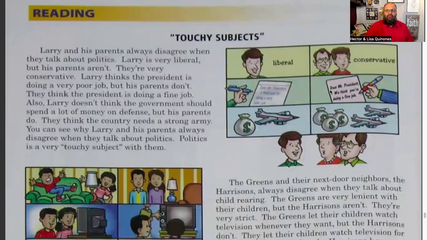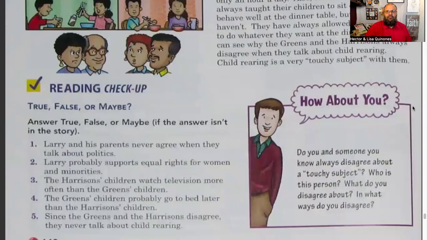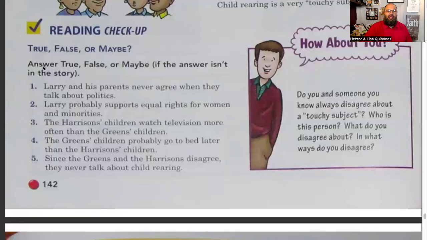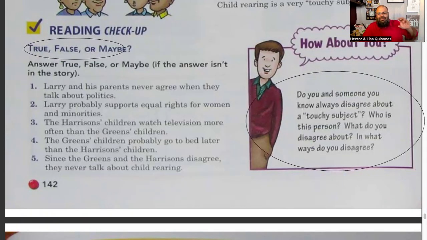We have another reading. Remember, same thing. Read, underline, translate. Touchy subjects. Please read it. Take a picture. And after you read, we're going to now have here questions for this reading. Please remember, true, false. If it's false, please fix it with the correct information. And maybe if the story does not tell you the answer. Now, one important thing that I want you to do here is to please take this section and write it in your journal, and you can show it to me later.